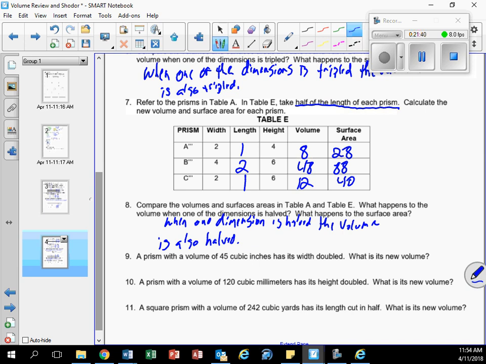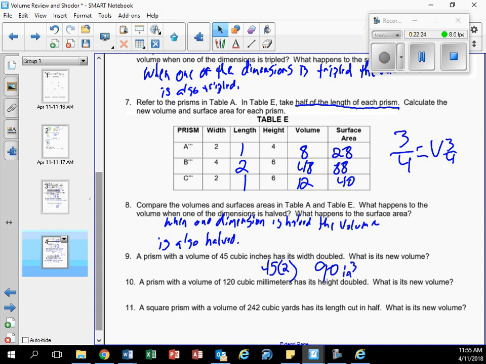Let's say you multiply the height of a rectangular prism by 0.75. Well, that's 3/4. The new volume would be the volume times 3/4. So it would be 75% of what it was. Whatever you do to one length in a rectangular prism affects the volume the same way. So a prism with a volume of 45 cubic inches has its width doubled. What is the new volume? So it was doubled, so you would do 45 times 2, and you get 90 inches cubed. See if you guys can do 10 and 11.